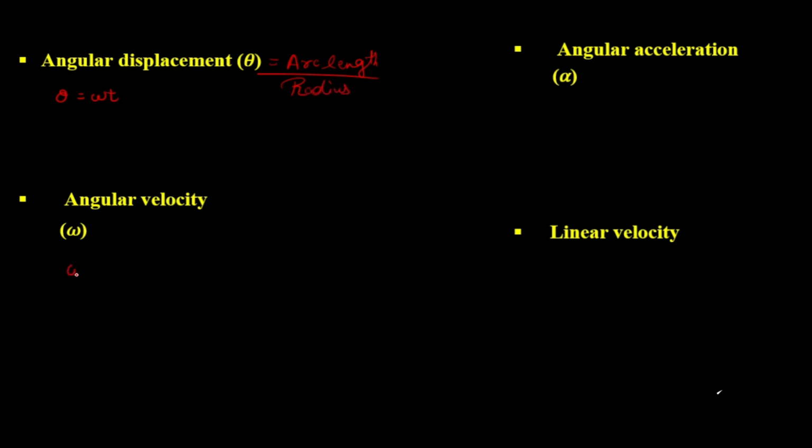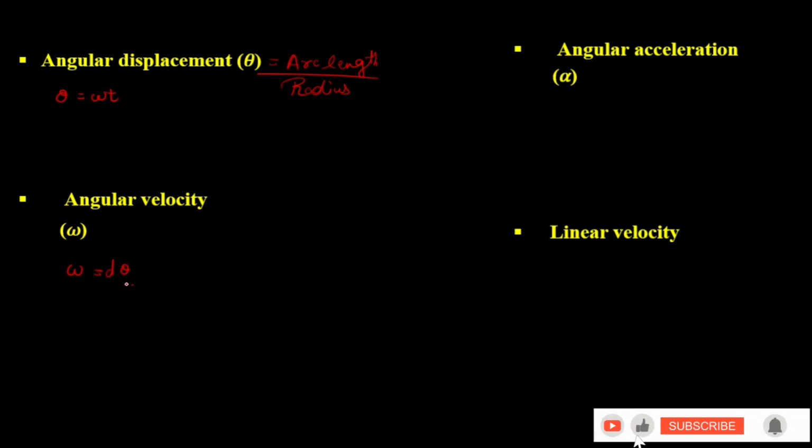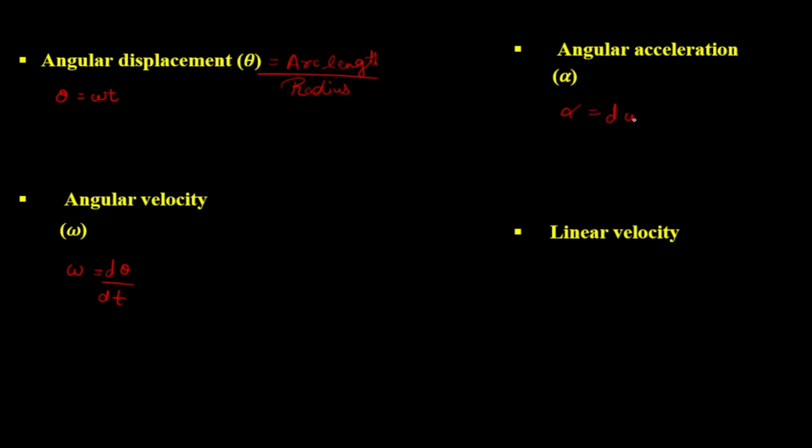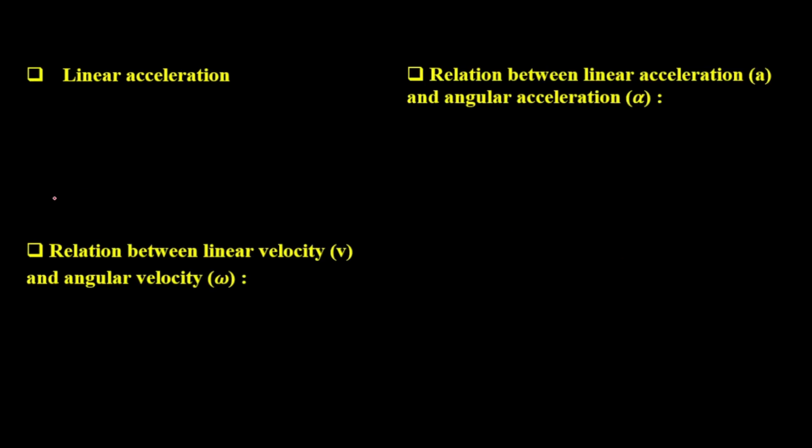Angular velocity omega is equals to d theta by dt. This is the formula. Angular acceleration alpha is equals to d omega by dt. Linear velocity, which is denoted by v, is equivalent to ds divided by dt. We will be seeing about linear acceleration. Linear acceleration a is equals to dv by dt.